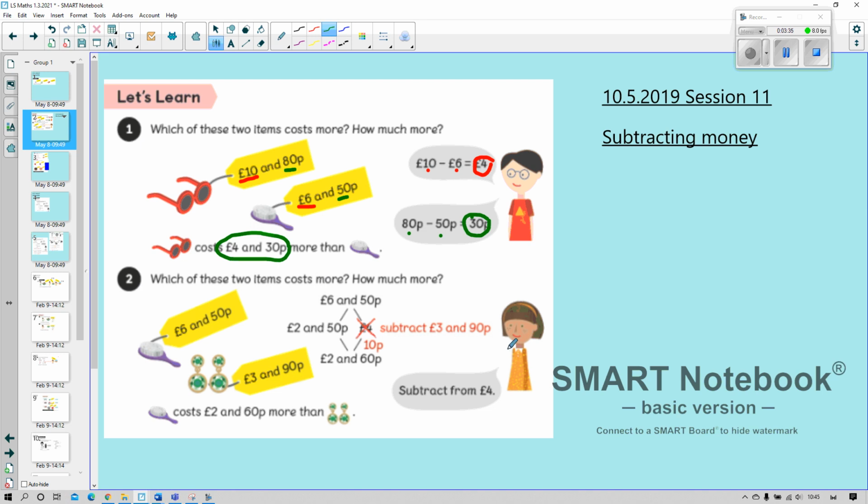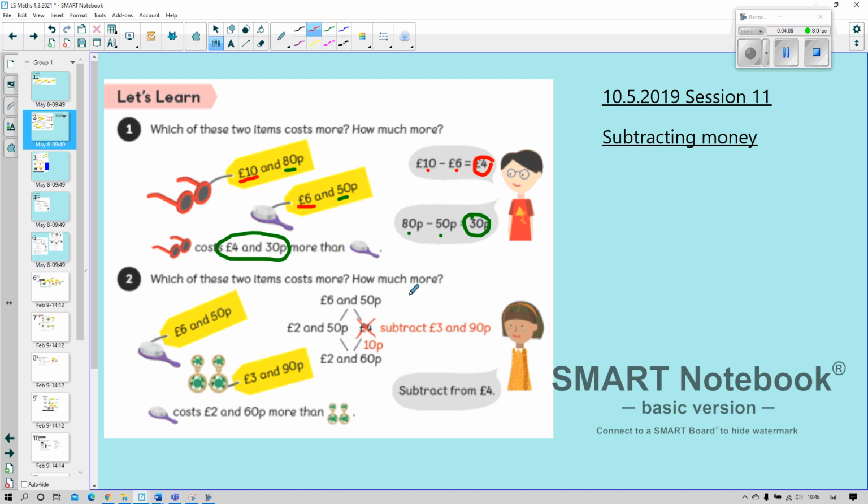Okay, the next one here we're going to do in a slightly different way, and the reason for this you'll see in a moment. So we've got the hairbrush here, take away the earrings. We want to know how much more the hairbrush is. Now we already know this, the hairbrush was £6.50 and the earrings cost us £3.90. So here we go, we've got £6.50. Well, we can see straight away here that if we try to take this 90 from 50, it's going to get a little bit more difficult. We can't take 90 from 50.